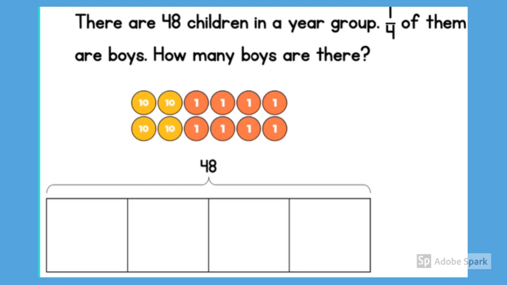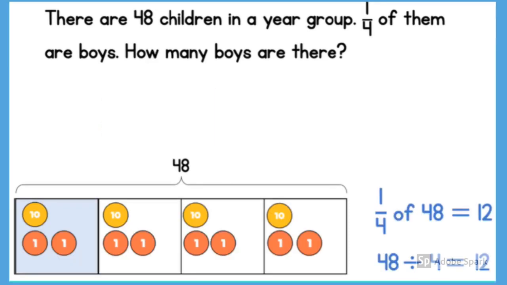There are 48 children in a year group. 1/4 of them are boys. How many boys are there? Here I am using place value counters to represent 48. Our bar model of 48 has been split into 4 equal parts, as the denominator is the number 4. I have shared the 48 equally in the bar model, and one of the parts represents 1/4. 1/4 of 48 is therefore 12. 48 divided by 4 equals 12. There are 12 boys in a year group.